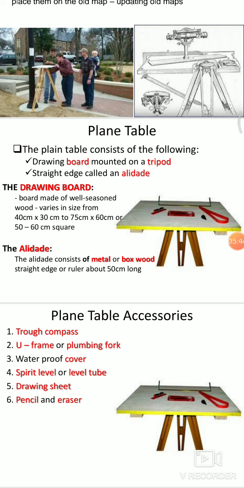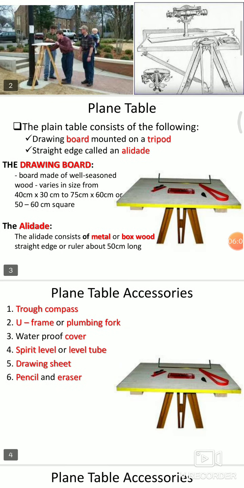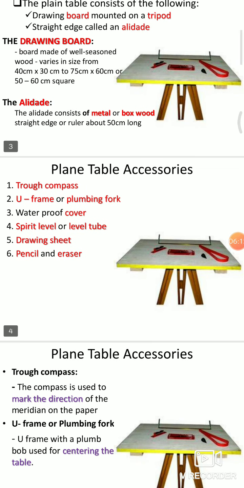The size of these boards varies from 40 centimeter by 30 centimeter to 75 centimeter by 60 centimeter. The drawing boards are made of well seasoned wood, and they are useful for fixing the drawing sheet on the board using clips. The next accessory used for the plane table survey is the alidade. The alidade consists of a metal or boxwood straight edge or ruler about 50 centimeter long.